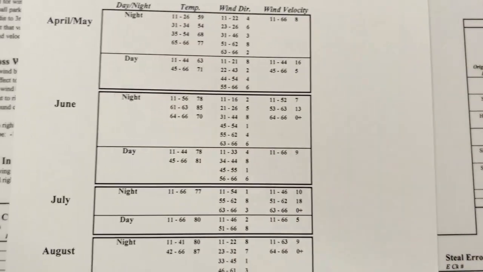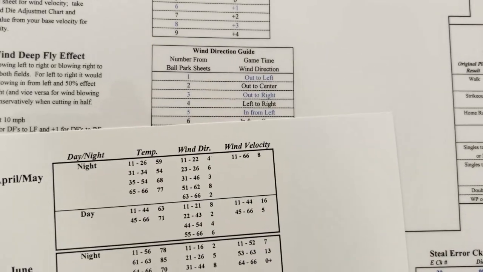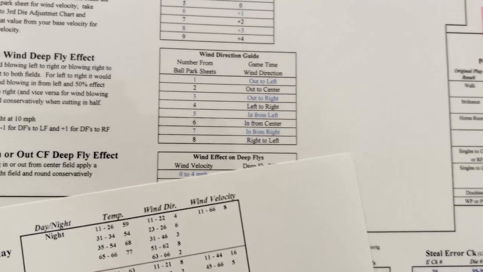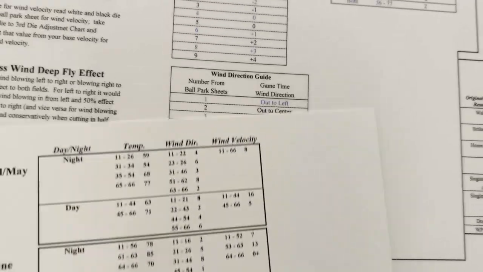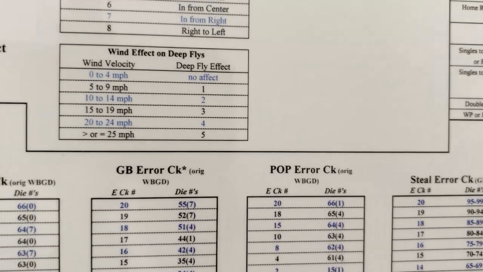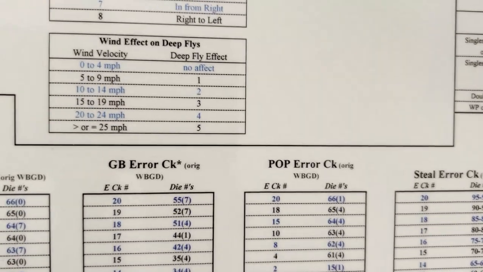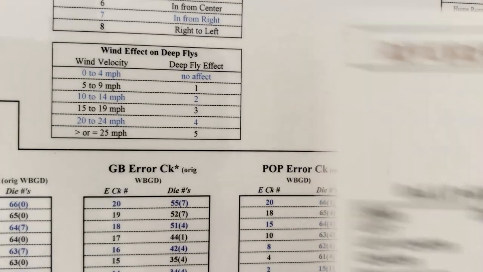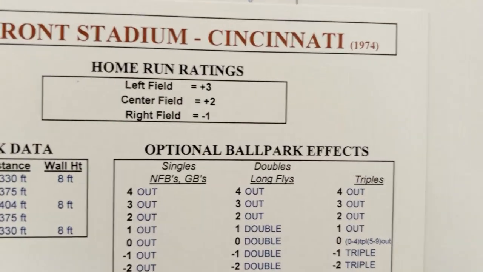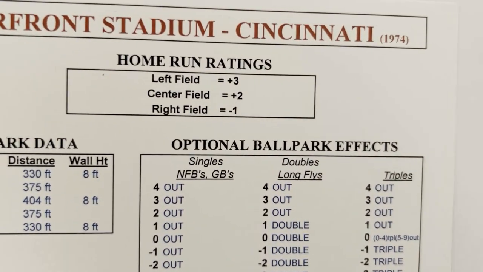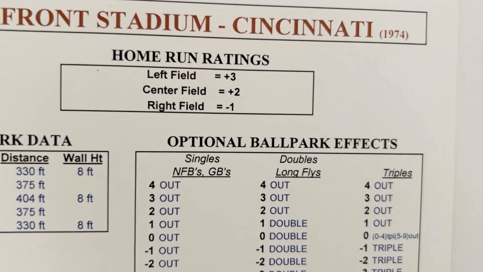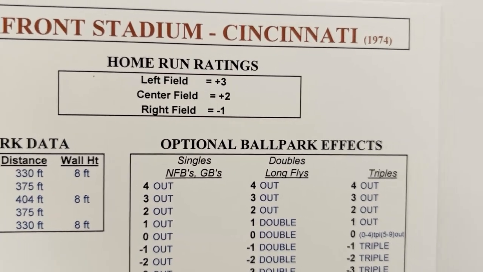So not much wind today, and as fate would have it, that doesn't really affect anything in the game, because you have to have wind of at least 5 miles an hour to impact the deep fly effect for the park. And so the numbers and the home run ratings are going to be the same, +3, +2, and -1.